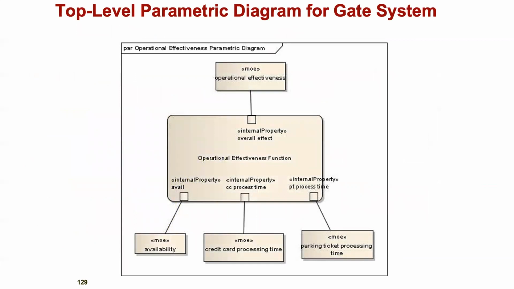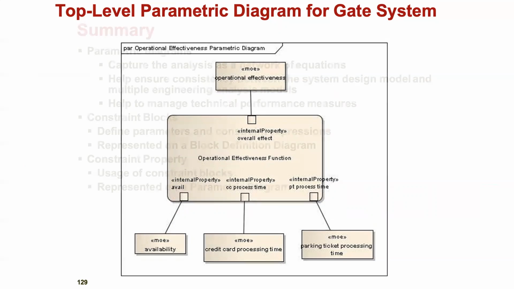Here is a parametric diagram for the gate system that we've looked at in a couple different ways. And so here we're showing the operational effectiveness is what we're trying to get into. Measure of effectiveness is what we're getting into. So we have the availability, the ticket processing time, the credit processing time. So these are specific values that feed into that. And so then we have an operational effectiveness function that models what is the actual operations of this system.